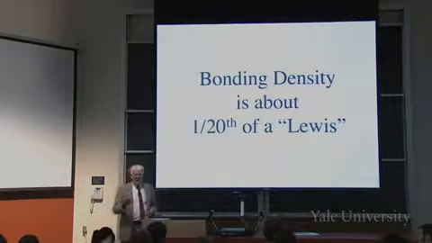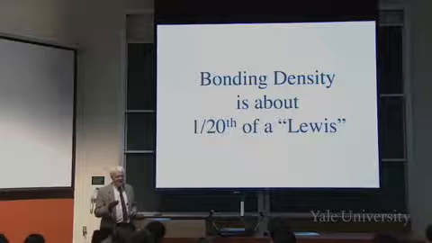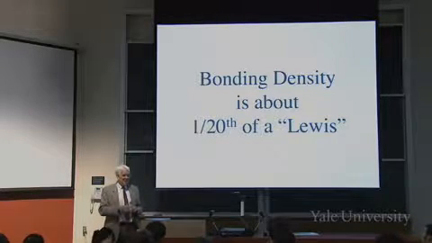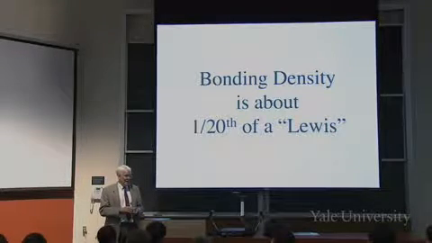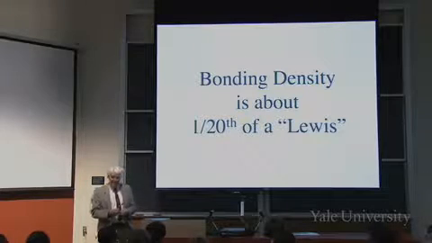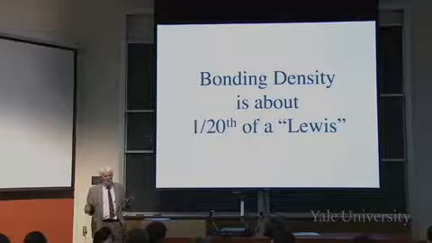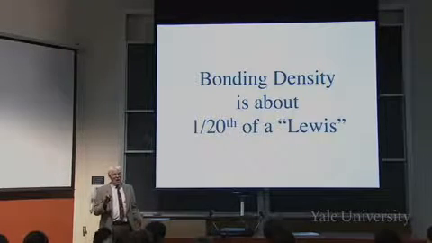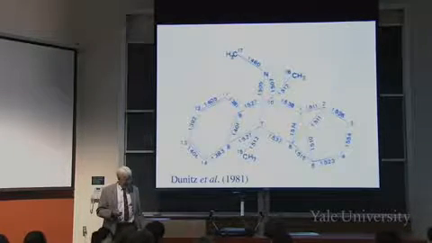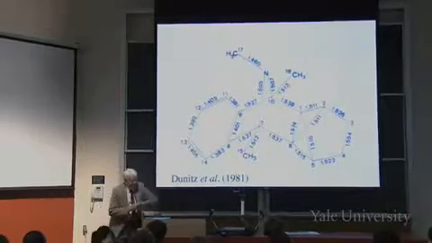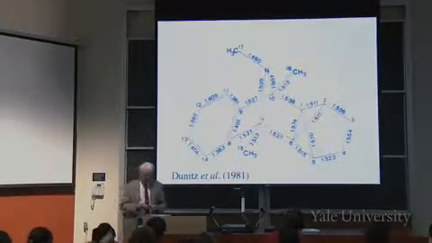If you want to understand this better than I've explained it, go on the web and look at Professor Dunnett's explanation. We have a little movie of him talking about this particular problem. But at any rate, the conclusion of all this is that bonding density is about 1/20th of a Lewis. And it's time for me to quit. We'll go on with this next time.